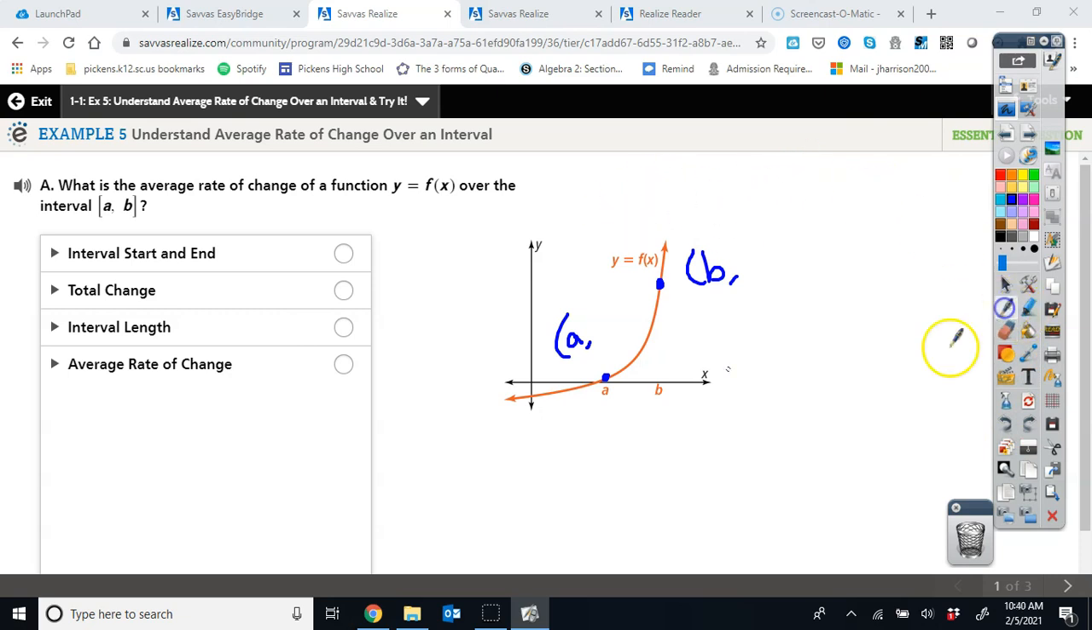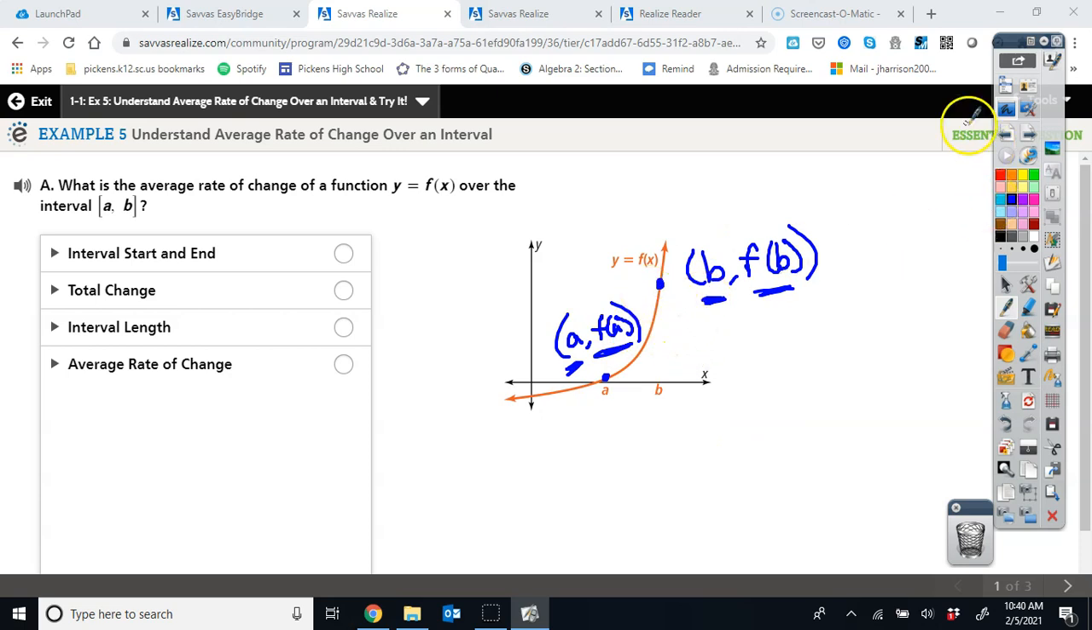All right, so anyways, when I plug in a to the function, I get my y value. When I plug in b to the function, I get my y value. So this is my x, this is my y. This is my x, this is my y. How do you think you would find the average rate of change? How do you think you would find the rate of change between these 2 points?